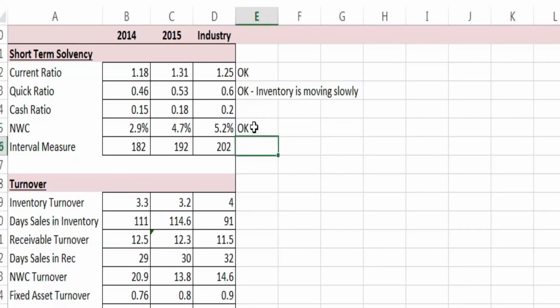The interval measure is looking at how long a company would last in terms of if they had to liquidate their assets and pay off their operating costs, how long could they last in days. And again, you see here that they're fairly close to the industry in terms of the number of days that they could last. So overall, the company is fairly liquid and doesn't seem to have any problems with liquidity.